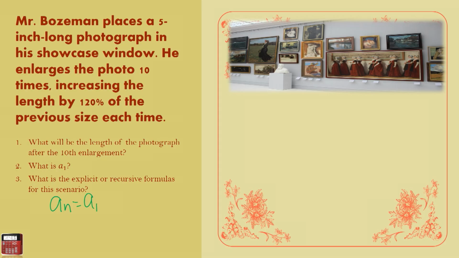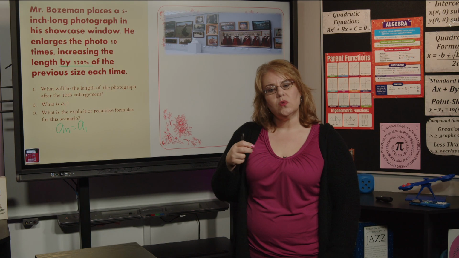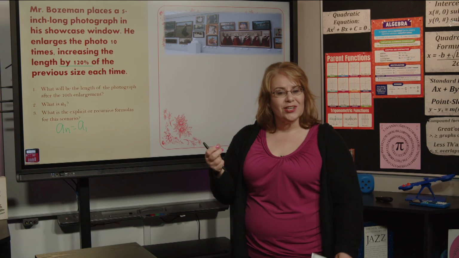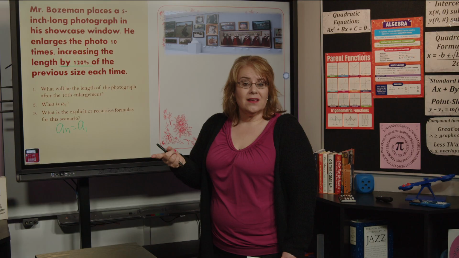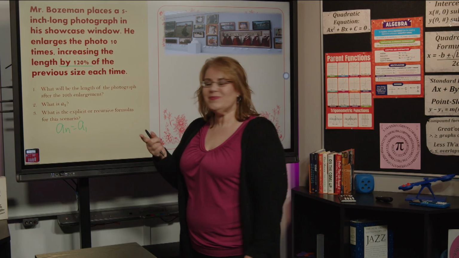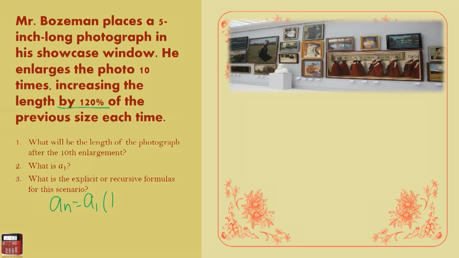Now, we are saying that we are changing every single time by how much? It says by 120%. Now, how can I use 120% in my calculator? I turn it to a decimal. So when I take 120% and turn it to a decimal, what do I get? I get 1.2? All right, so I'm multiplying that 1.2 times x minus 1 or n minus 1.